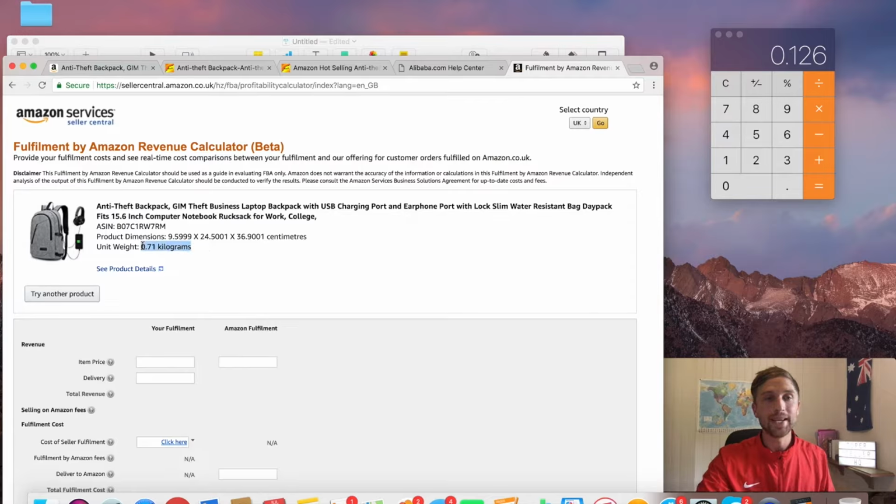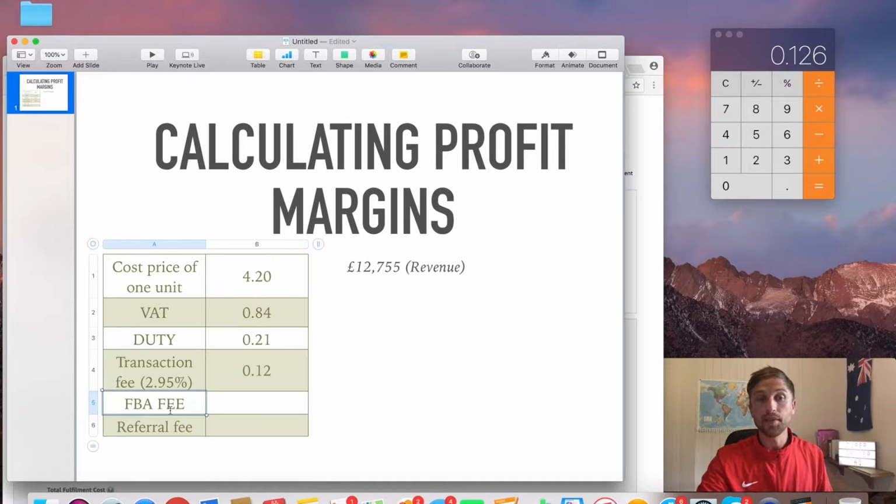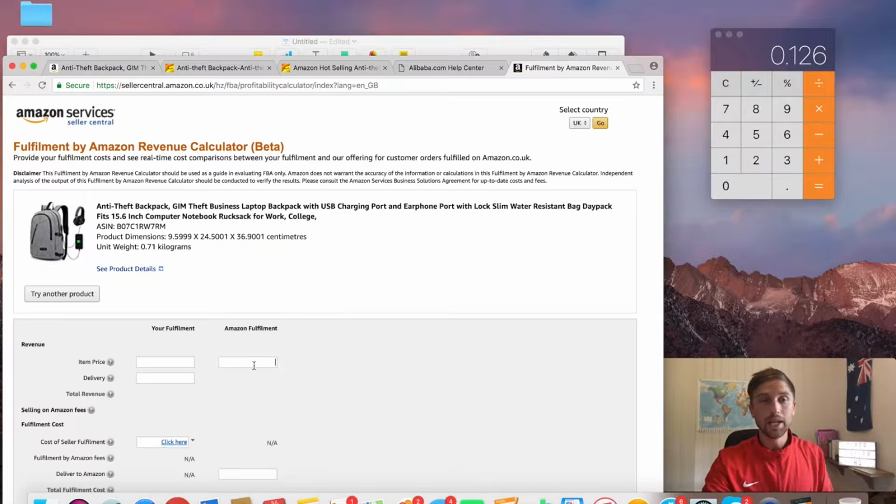Amazon brings up all the stats. It knows the weight. It knows the product dimensions in centimeters. It knows everything. And as a result of that, Amazon's calculator can tell you what your FBA fee is going to be based on weight and size, and also what your referral fee will be, which are the last two pieces of the puzzle. So let's go ahead and put this in.